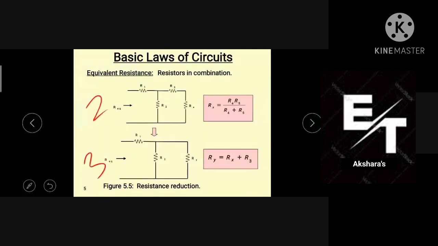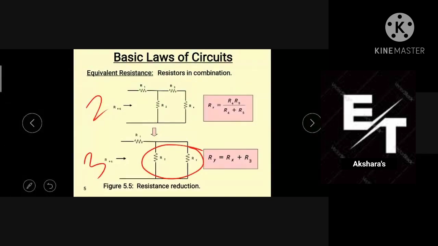Okay, now coming to the fourth step. What is the fourth step? Anyone expect? Rz equals, sir. Very good. Rz equals these two combined: Ry plus R2. Now sir, these two are in parallel combination. What is the formula for parallel combination?